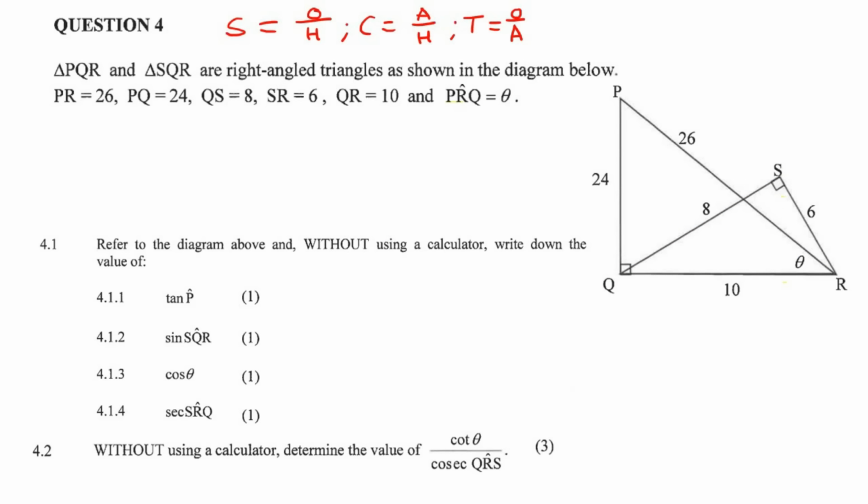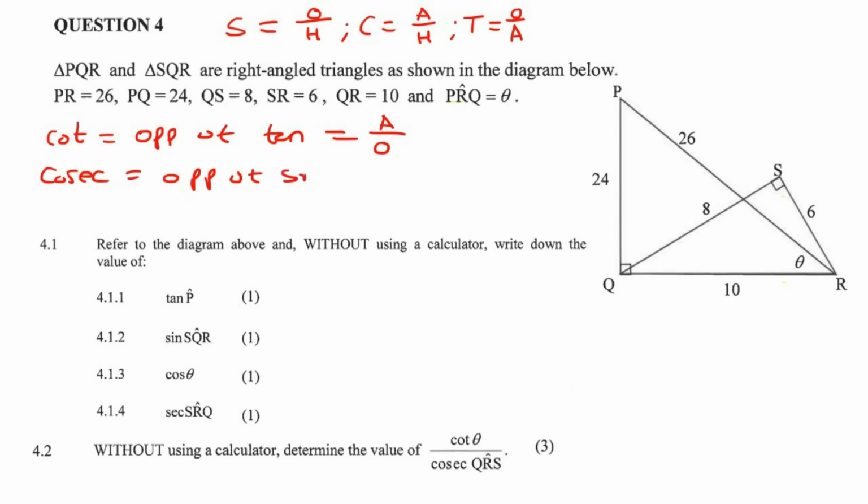And then the last one, without using a calculator, determine the value of cot theta over cosec of QRS. So remember, cot is the opposite of tan. And so instead of saying opposite over adjacent, you'd say adjacent over opposite. And then cosec is the opposite of sin. And so instead of saying opposite over hypotenuse, you're going to say hypotenuse over opposite. And if you had to go to theta, remember theta is this little part here inside this triangle. So let's go work out what the cot of that would be.